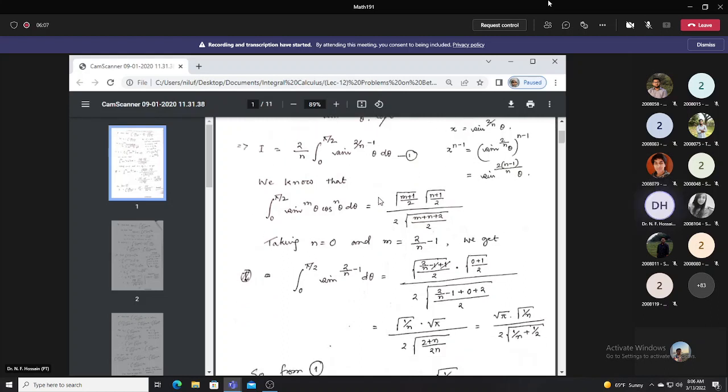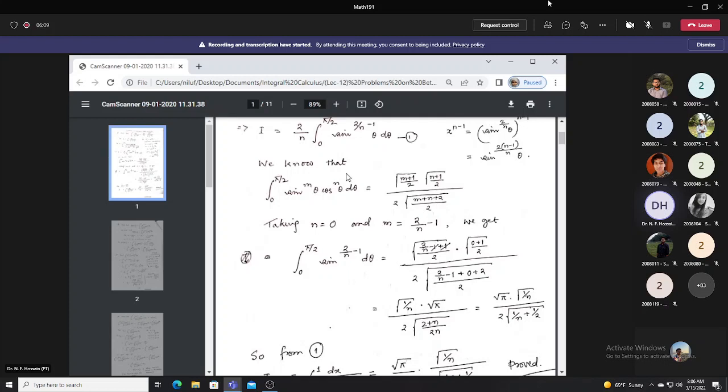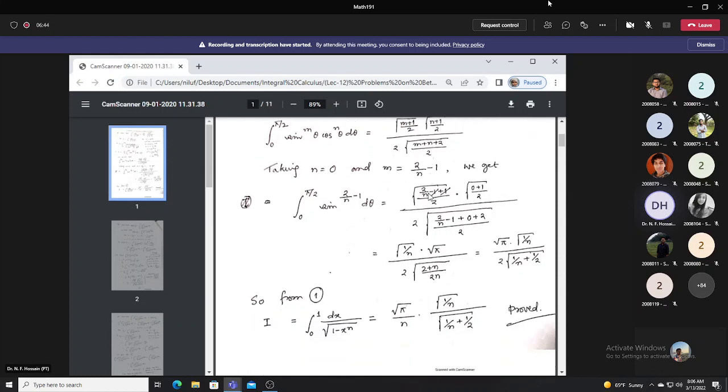Okay, now here we use this relation. We have got it earlier and already we have used it several times. We know that the integration from 0 to pi by 2 of sine to the power m theta cos to the power n theta d theta equals gamma of m plus 1 by 2 into gamma of n plus 1 by 2 divided by 2 into gamma of m plus n plus 2 divided by 2. So here the value of m is 2 by n minus 1 and the value of n is 0. So put it here in this formula and then simplify.